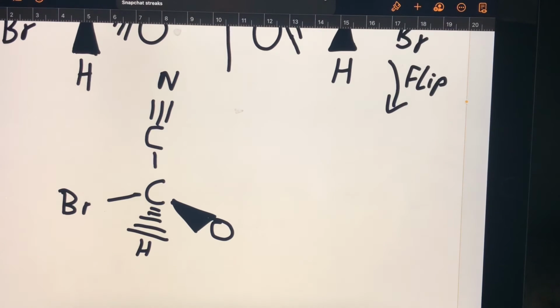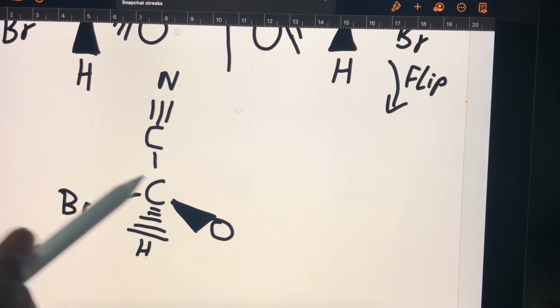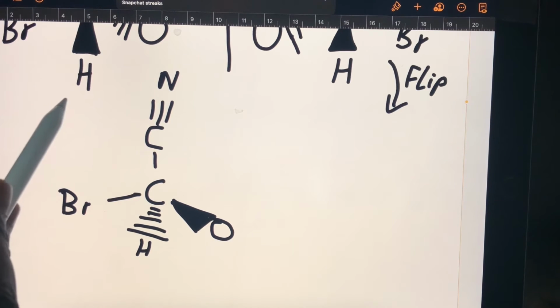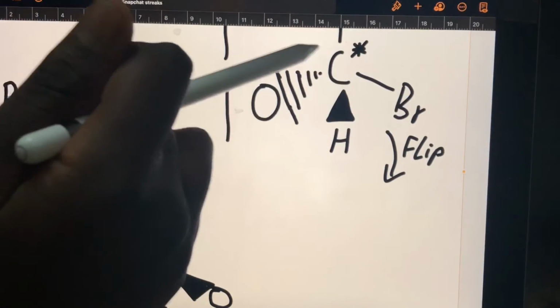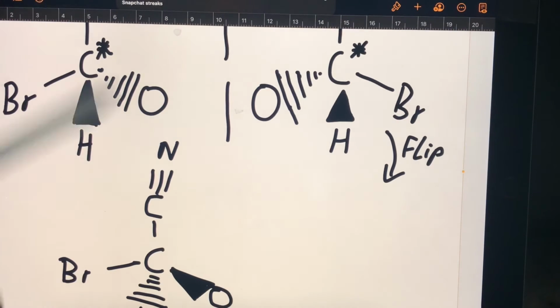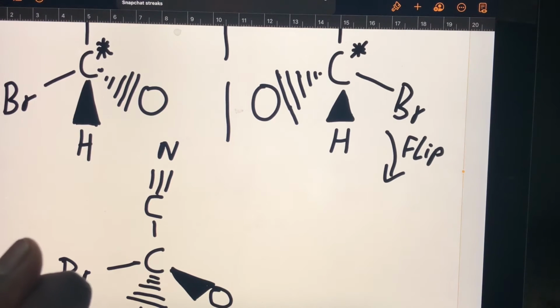Alright, so as you've seen here, this image is not the same as this image here, and that's why these molecules are not the same. There's no way that you can orient this image to get this image.